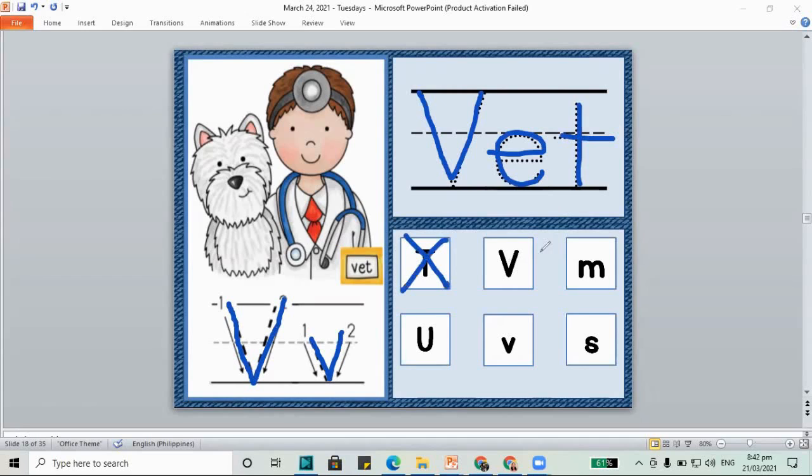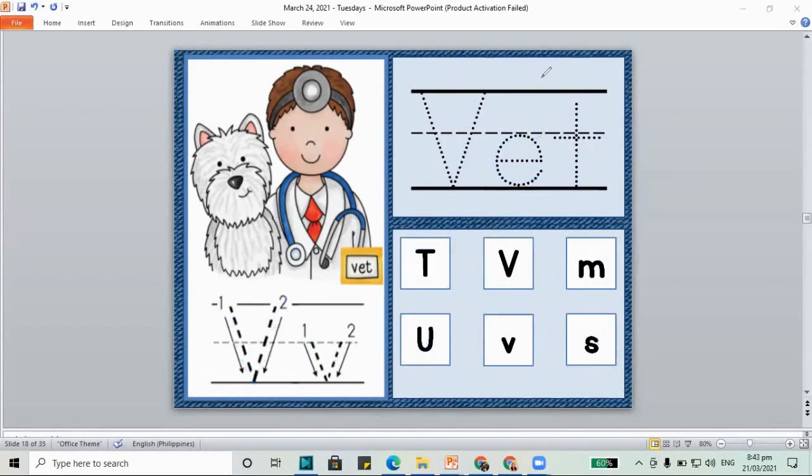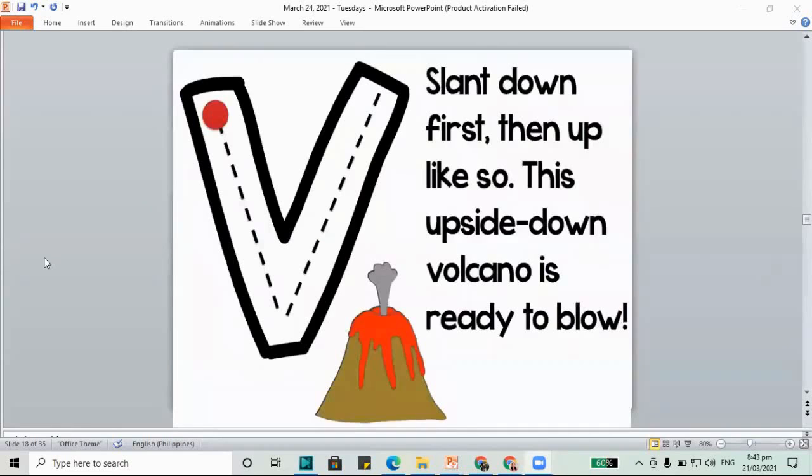This is letter T. This one is capital V. This one is M. This one is capital U. This one is lowercase v. Oops, teacher forgot. We have to mark an X on U. This one is letter V and this one is letter S. So we found the letter V is capital V and lowercase v. And remember, they have the v sound.